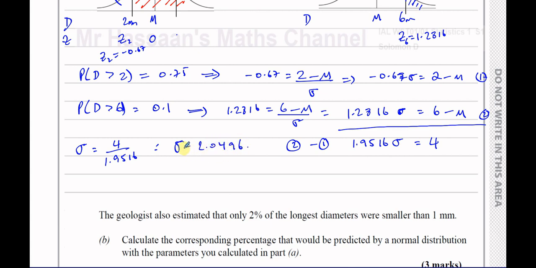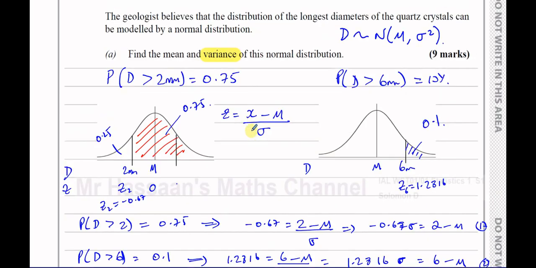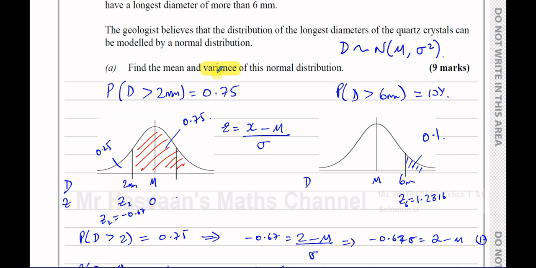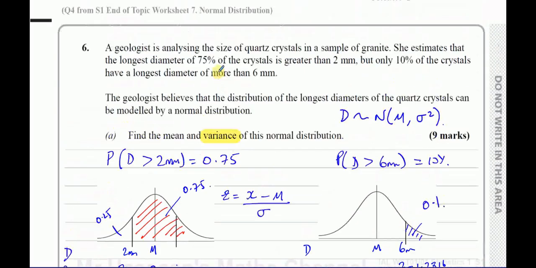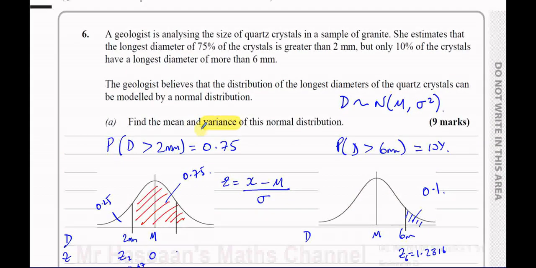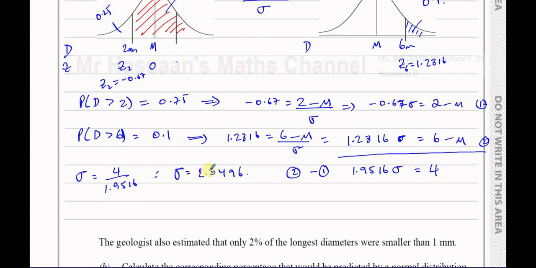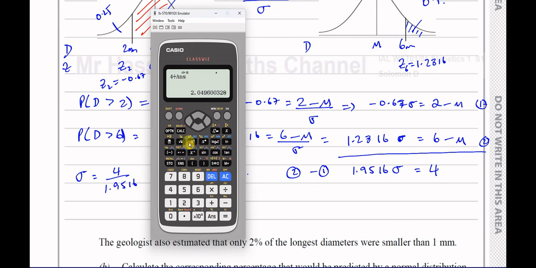Now, the mark scheme for this says 2.05. However, that's the standard deviation. The actual question asks for the variance. This is from one of the Solomon papers, right? So it says variance in the question, and this is clearly the standard deviation, even in the working out that they show in the mark scheme. It stops at standard deviation, it says sigma equals. So really the answer for this would be the square. That's the proper answer according to what the question is asking.